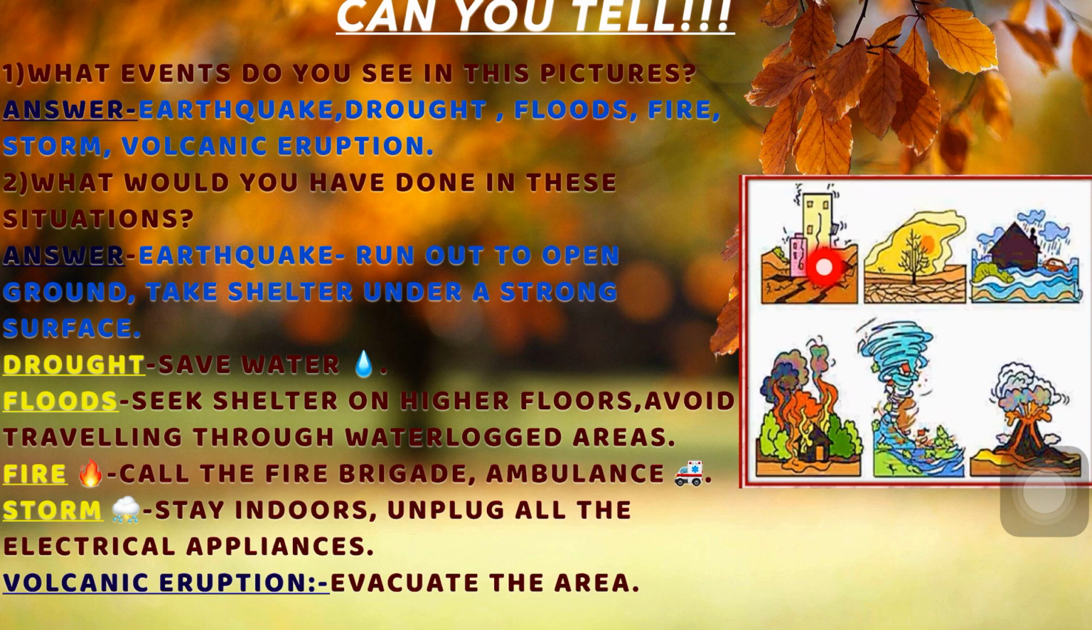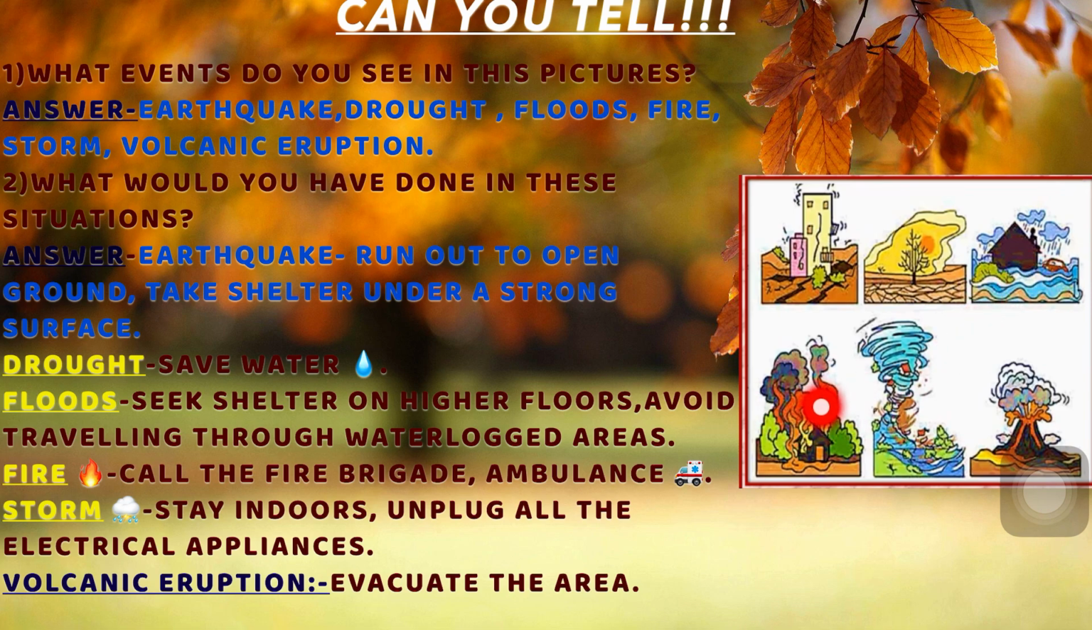So, the answer is earthquake, drought, floods, fire, storm, and volcanic eruption. What would you have done in these situations? So students, during an earthquake, run out to open ground, take shelter under a strong surface. Now during drought, save water as much as possible. Now during floods, seek shelter on higher floors, avoid traveling through waterlogged areas.